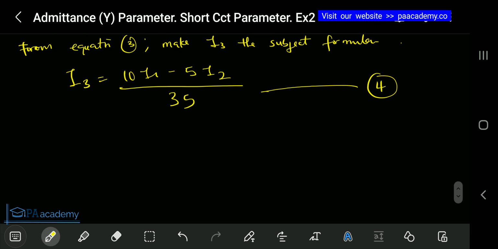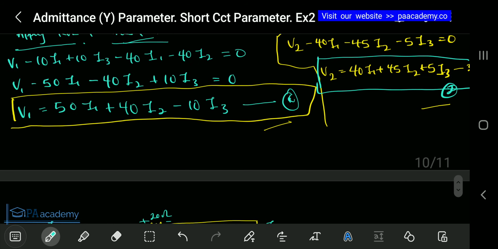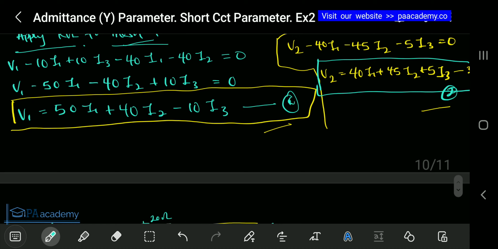Okay, so let's write it. Substitute the value of I3 into equation 1 and 2. Okay, so in doing that now, from equation 1, what's our equation 1 again? Let me just copy that so that we can just see it.